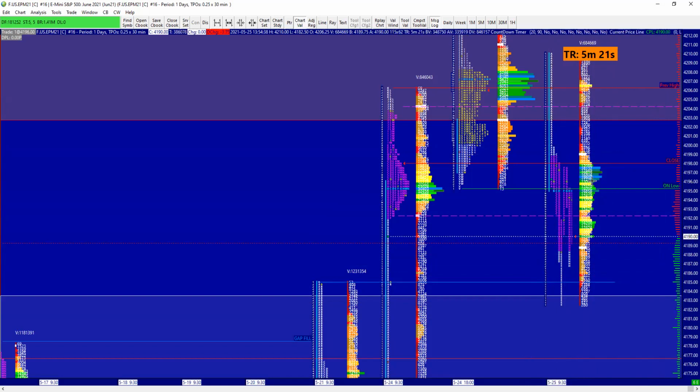So this is a balanced day. Do not be confused. This is a balanced day. We're inside the previous day's range. We're inside Monday's range. We're outside value, just below value for Monday. And our value relative to yesterday is overlapping to lower, okay?